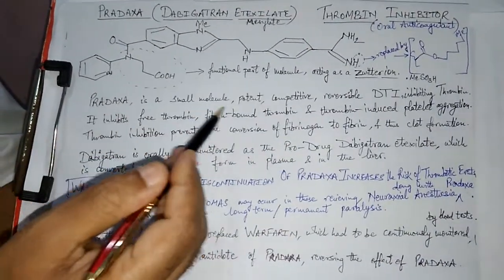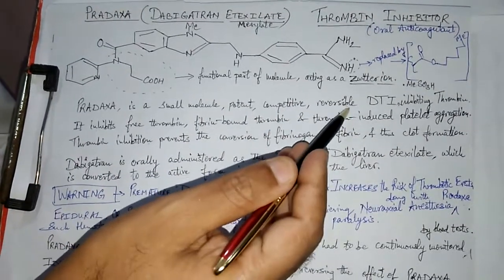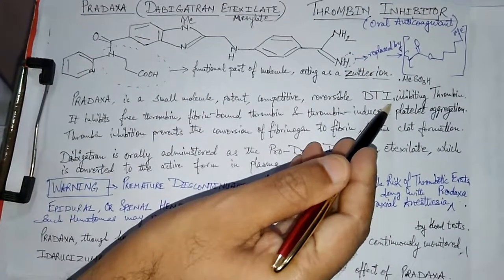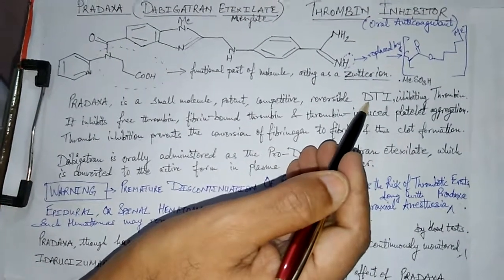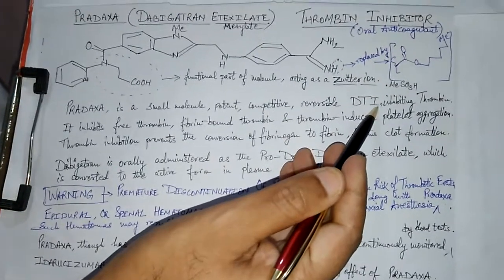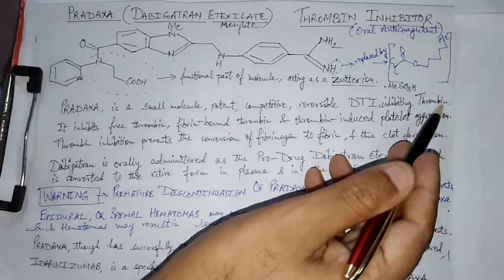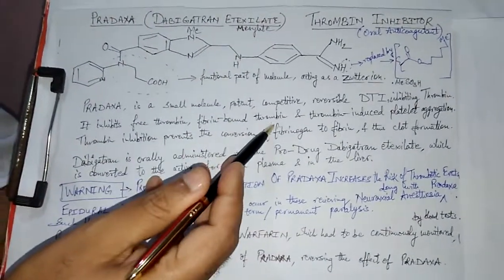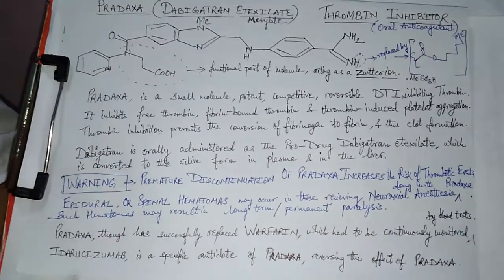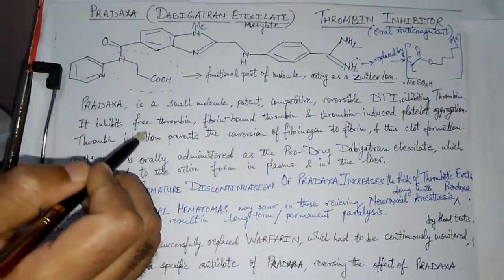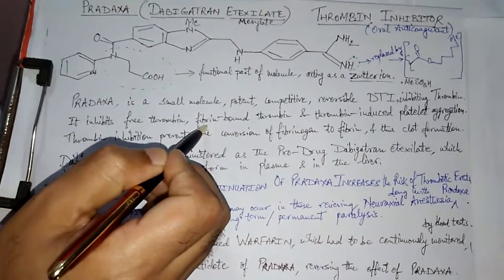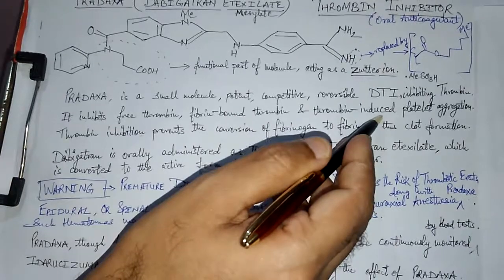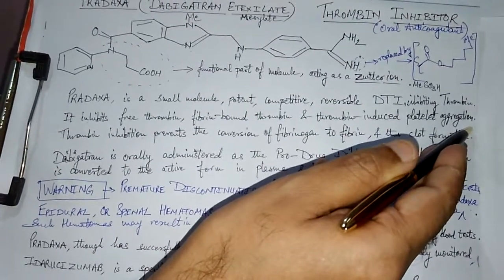Now Pradaxa is a small molecule, potent, competitive, reversible DTI, that is direct thrombin inhibitor. Its pharmacological category is the direct thrombin inhibitor, DTI, inhibiting thrombin. It inhibits free thrombin, fibrin-bound thrombin. The very characteristic point over here is that it inhibits both the free thrombin as well as the fibrin-bound thrombin, and also the thrombin-induced platelet aggregation.